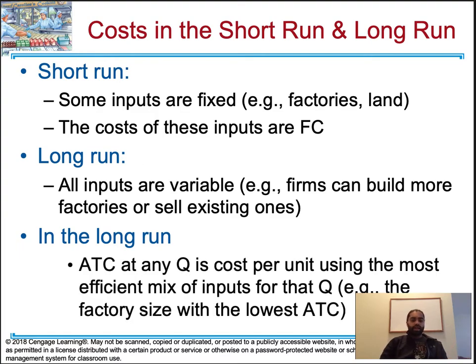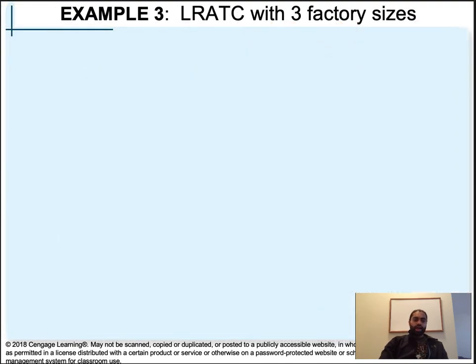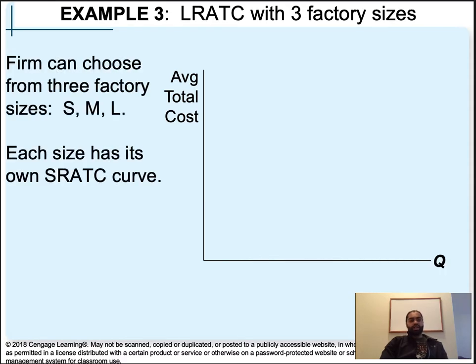So in the long run, ATC at any quantity is cost per unit using the most efficient mix of inputs for that quantity. So now we're going to look at 3 different factory sizes. So LRATC stands for long run average total cost curve. So we're going to have 3 types of firms or 3 factories, small, medium, large. So our average total cost for our small firm is here. So again, it's small, so we're producing less units.